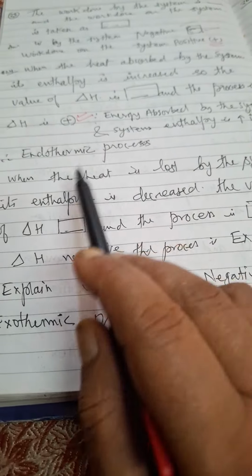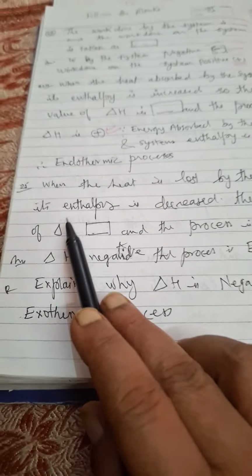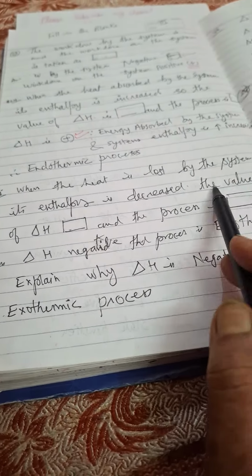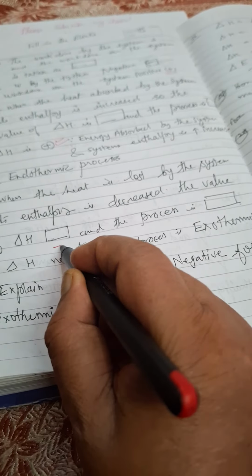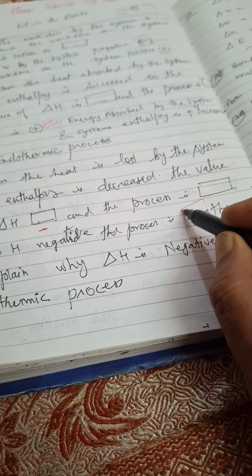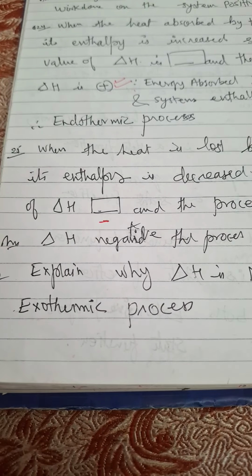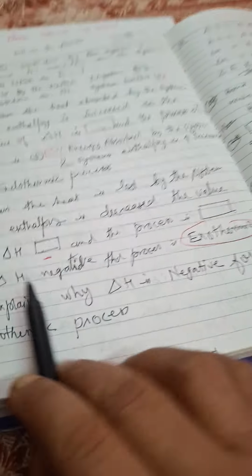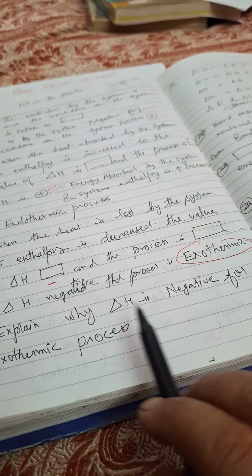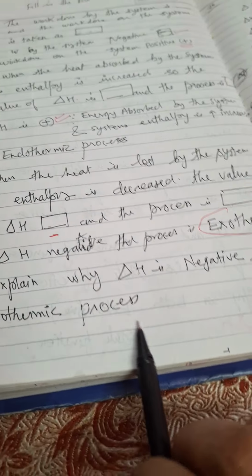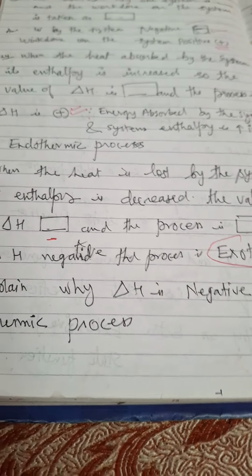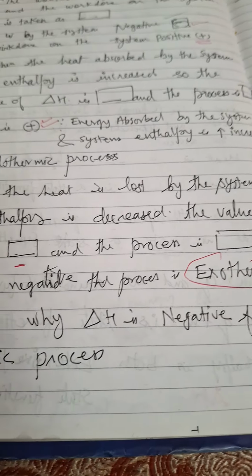We call it an endothermic process. When the heat is lost by the system, at that time energy is depleted and decreased from the system, so the value of delta H will be negative here, and the process is called exothermic. Clear? For exothermic, energy is released. And why is delta H negative for an exothermic reaction? Because energy is lost from the system, so there is a decrease in energy. That is why the negative sign comes from here.